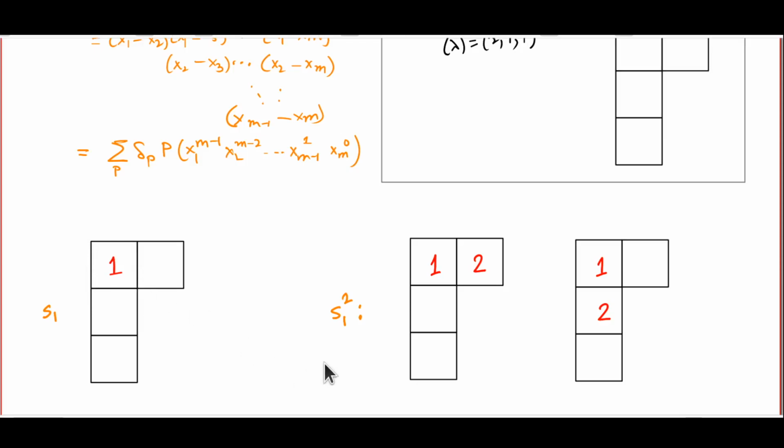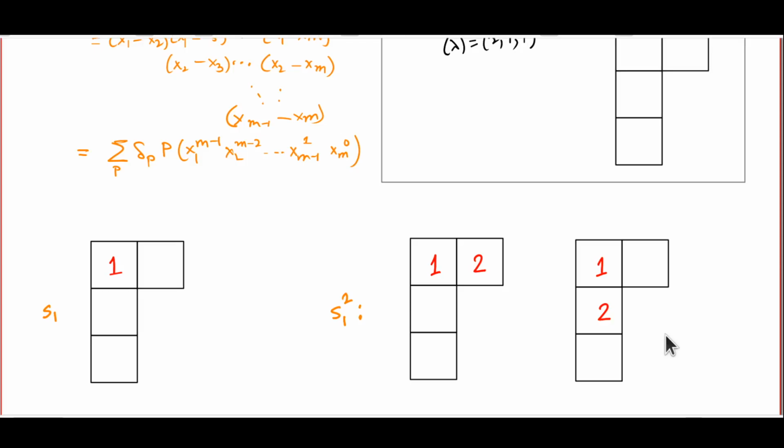Now, as far as S1 square is concerned, you have to fill up 2 of the boxes. 1 has already gone into the top corner. Adhering to the basic rules, there are only 2 possibilities. 1 here would have to be followed by 2 here, increasing along a row, or 1 here will be followed by 2 down here, increasing down a column. You cannot have 2 down here, for instance, because that would have left a tableau in which the third row has more entries than the second row, which would have been empty in that case. So these are the only 2 possibilities up to S1 square.